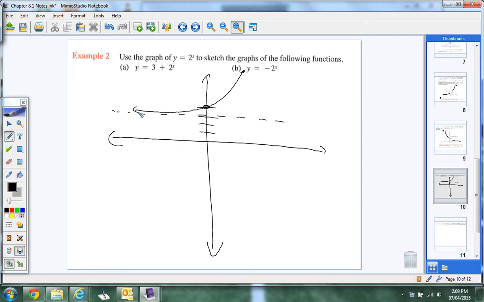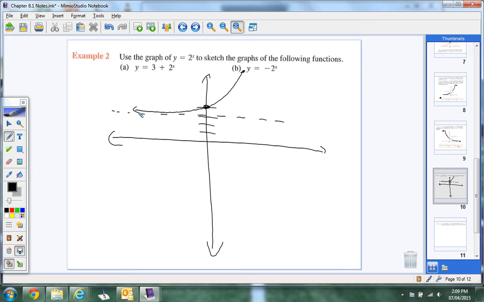Wait, why did it go to 4? Because this 3, see how it's 3 plus? So watch, if I put in a 0 here. Oh, we put in 0. Yeah, 0 gives me a 1, 3 plus 1 is 4, so it moves it up 3. It's a vertical translation, right?